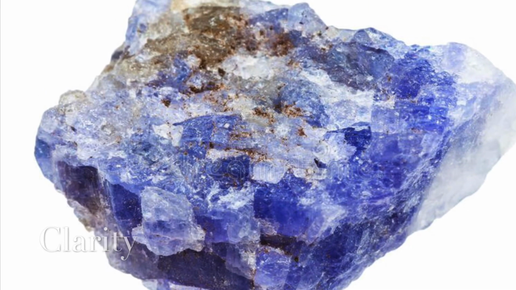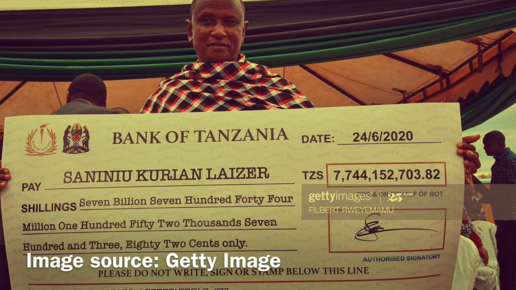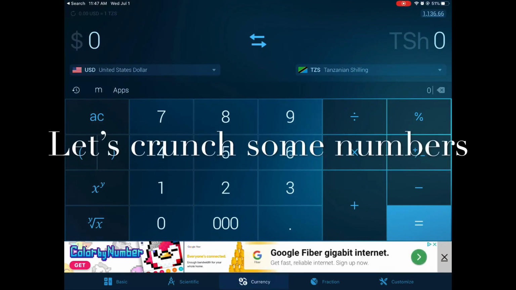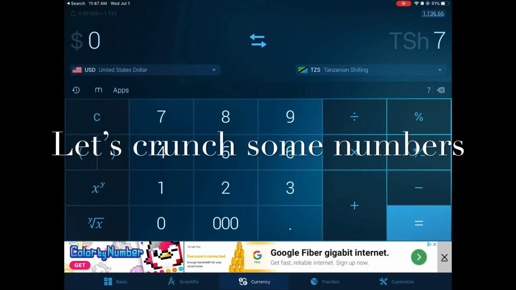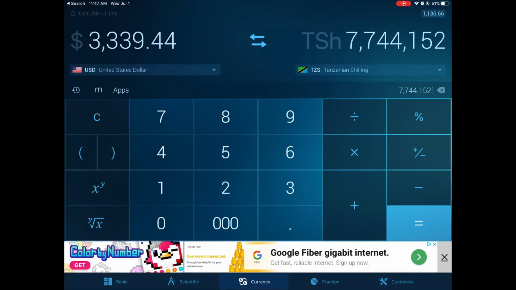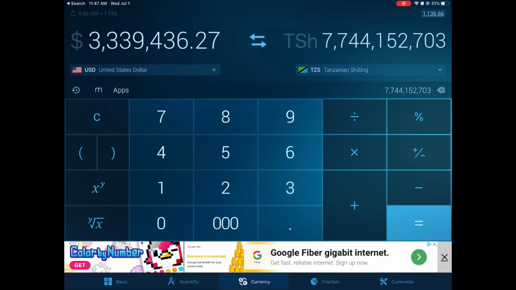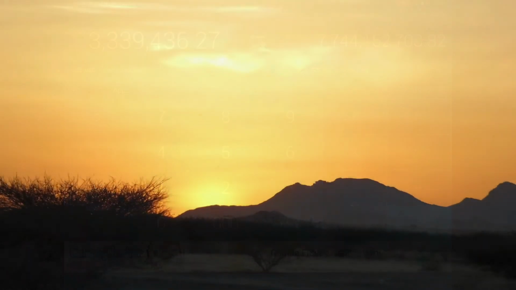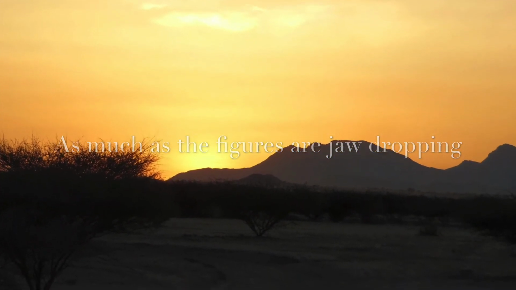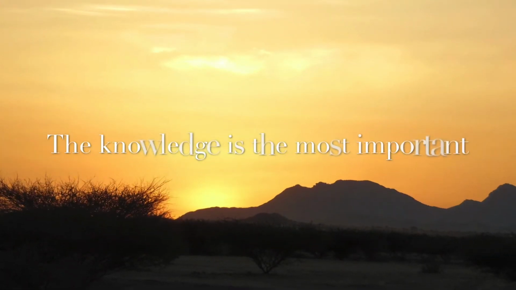So these gentlemen got that amount, which is equivalent to around 3.3 million. Viewers, bear in mind that that amount was handed over in exchange for 9.74 kilograms, approximate kilograms of Tanzanite. Think about it. So as much as the figures are jaw-dropping, the knowledge is the most important. These are resources that are occurring in our backyards, yet we know nothing about.